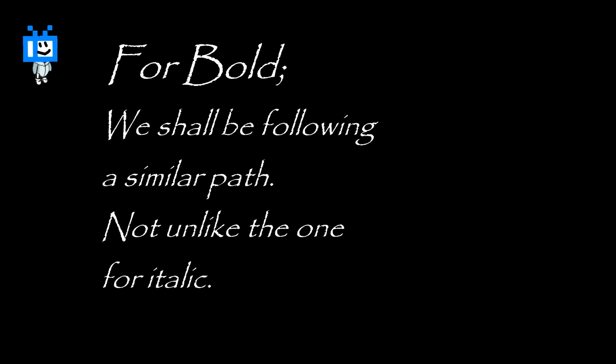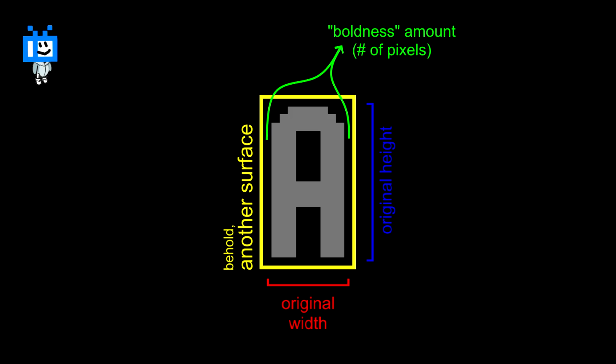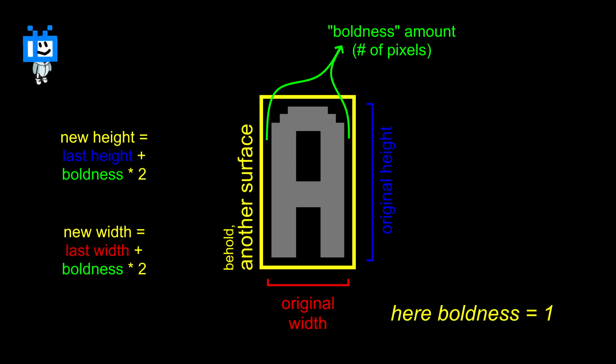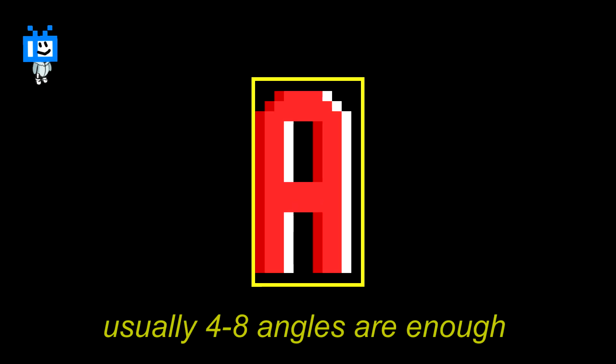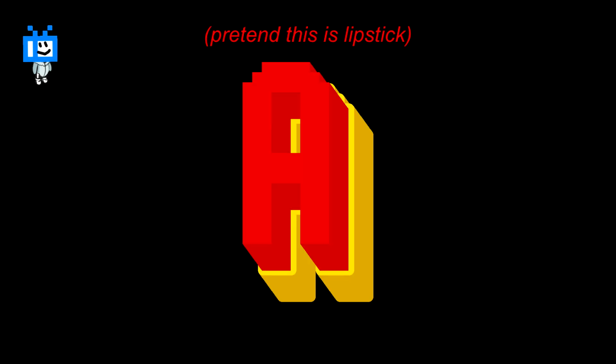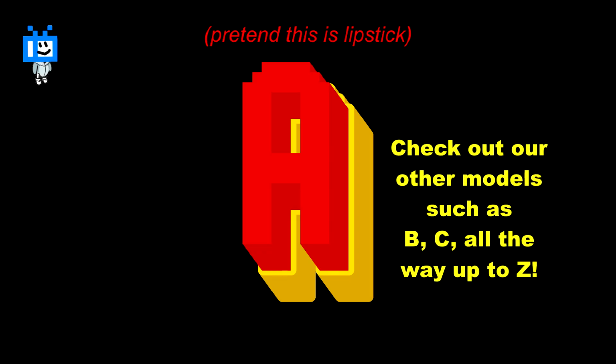For bold, we follow a similar process. Create a surface, this time the size is the original width and height plus the boldness amount, times 2. The default is 1. This also means we need to update the character separation again, but it's much simpler this time. We just need to add boldness times 2 to the separation value. The easiest way to achieve the effect is to have the original character in the middle, and also draw the same character around the center in a circle, basically like applying lipstick. Just imagine if the brush was the shape of each character in the alphabet one by one.